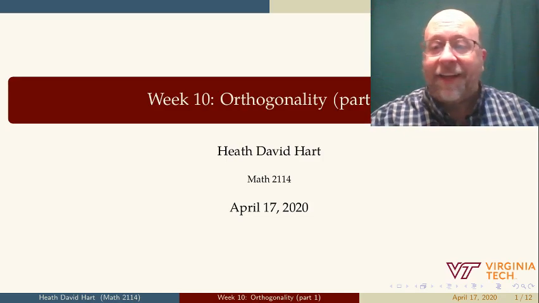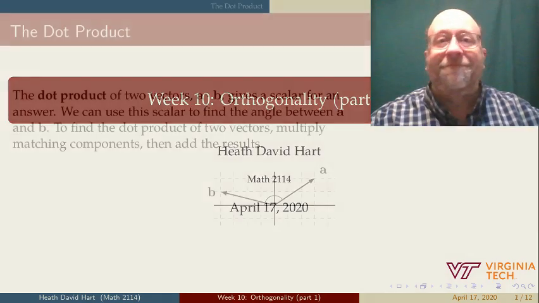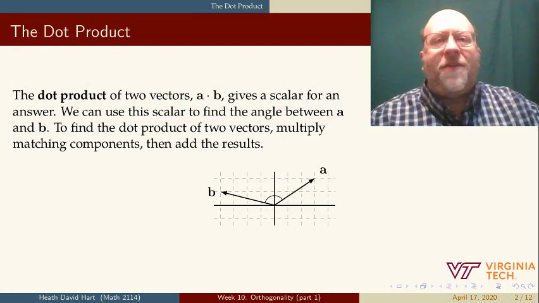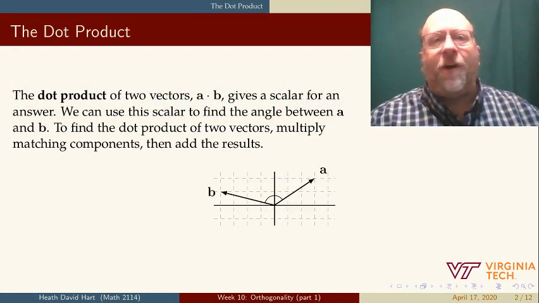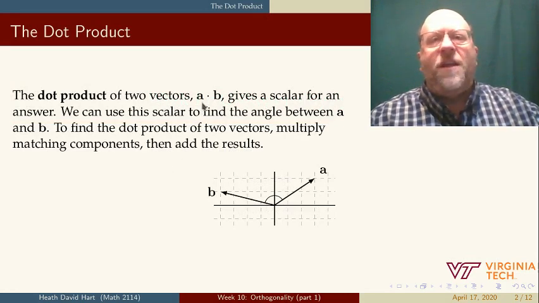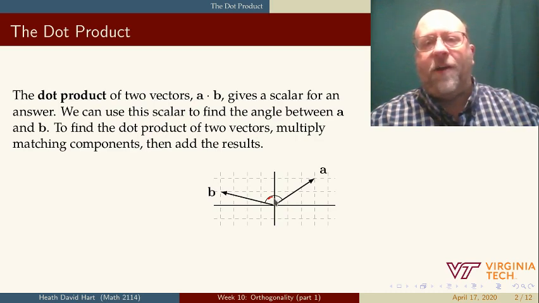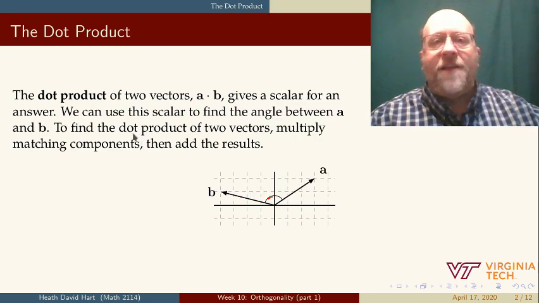This is orthogonality. Let's get started. When we talk about the dot product of two vectors, it gives us a scalar for a product. We can use this scalar to find the angle between the two vectors. And so there will be a process that we'll talk about in a moment that will allow us to calculate this angle if we know what the dot product of these two vectors is. To find the dot product, we're going to multiply matching components and then add results. Many of you have done this in other classes, so I'll go through this part pretty quickly.